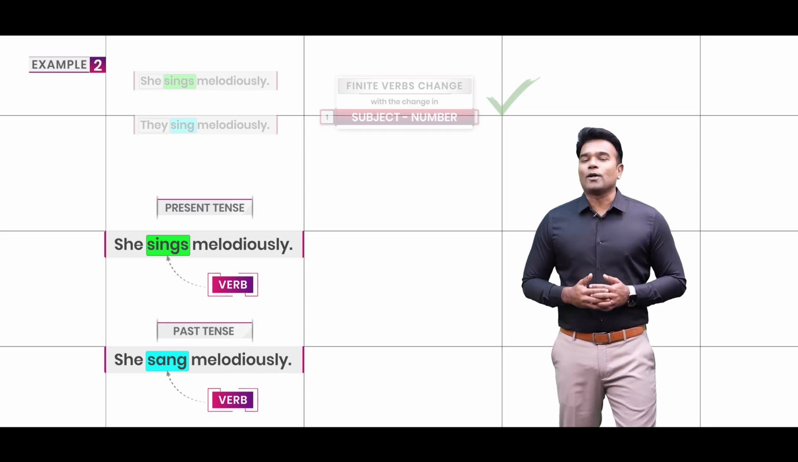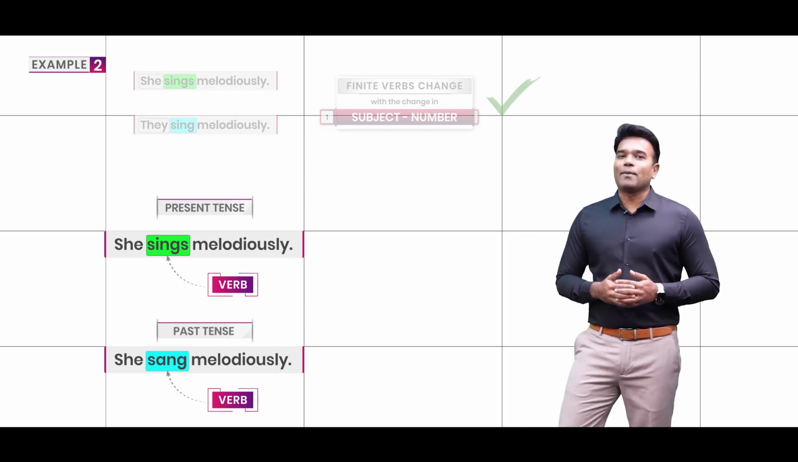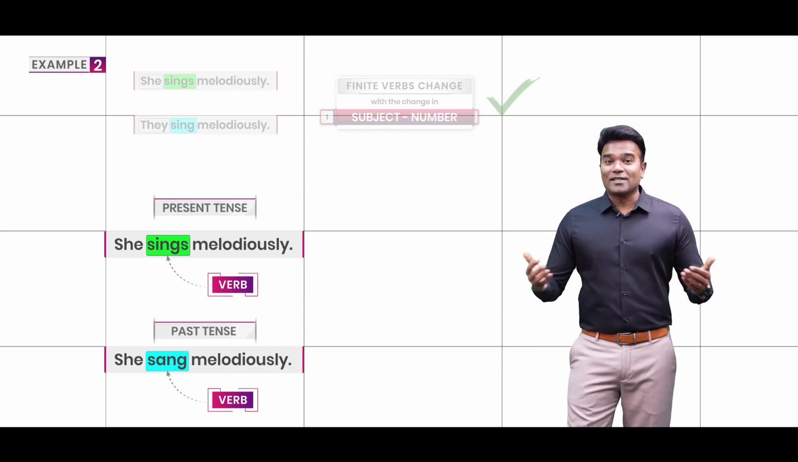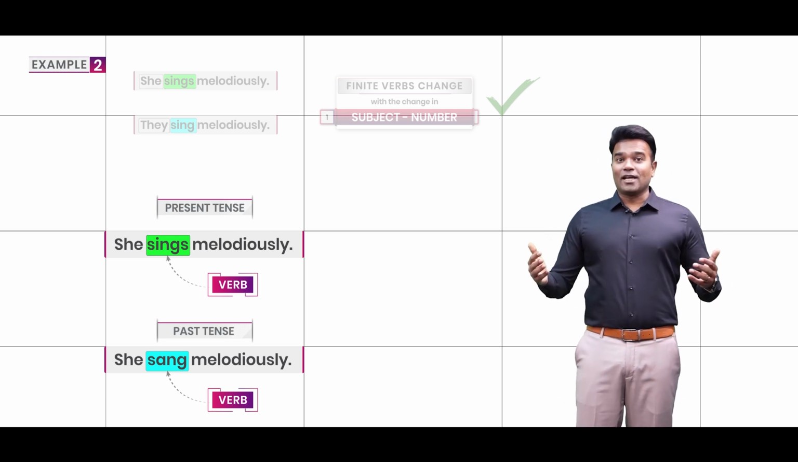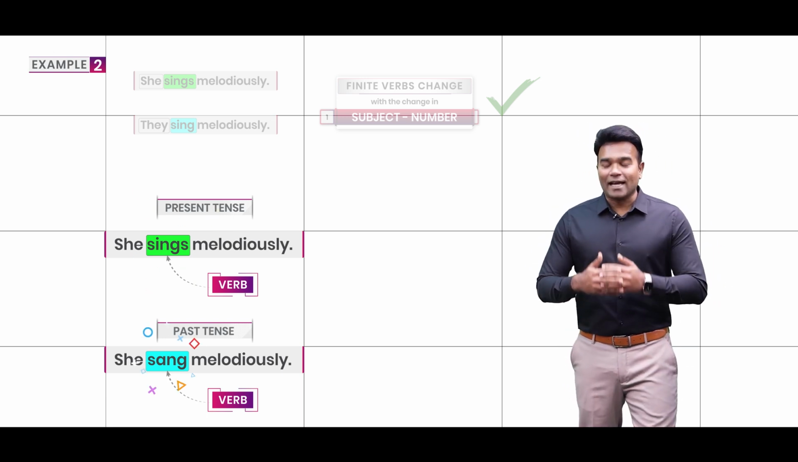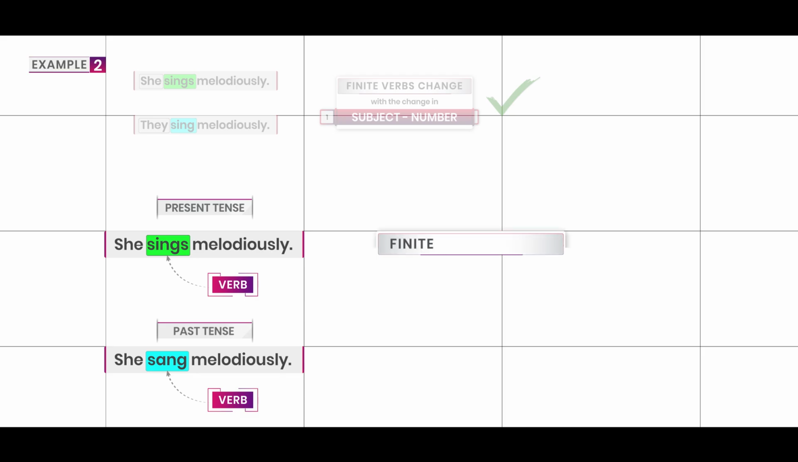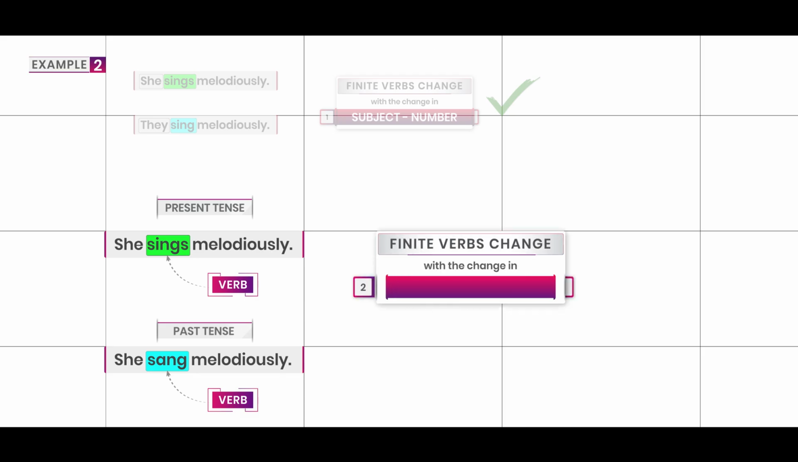In other words, what you can notice here is that whenever you have to change the tense of the sentence, even then the corresponding verb is getting changed from sings to sang. In other words, such verbs that change whenever there is a change in the tense of the sentence are also what we refer to as the finite verbs.